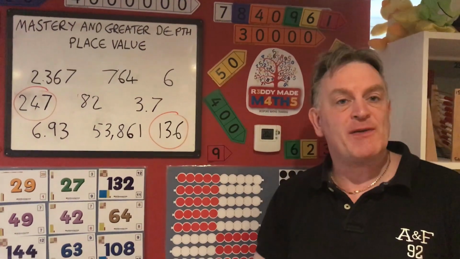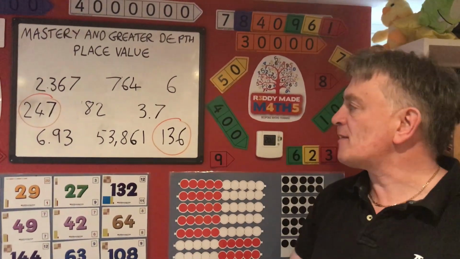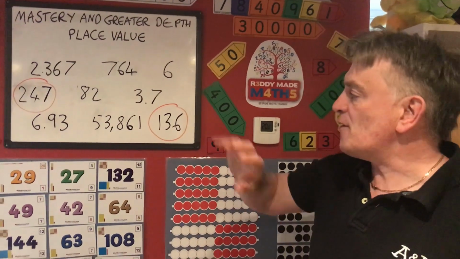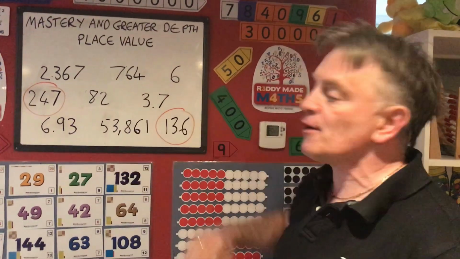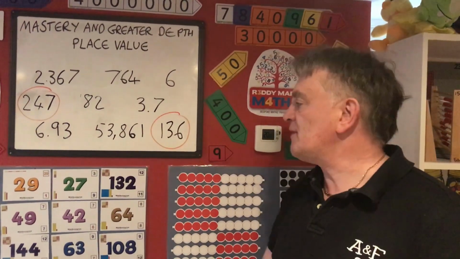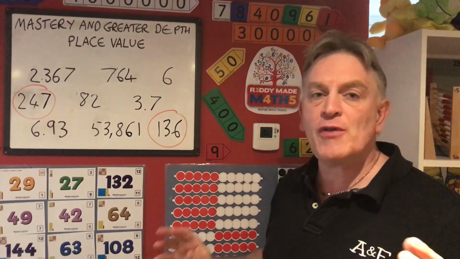That brings us right back to the board just to conclude today's activities. Looking at these numbers, later in the week we'll be looking at 6.93 and 3.7 and possibly 53,861. But let's look at some of the numbers we've looked at today.